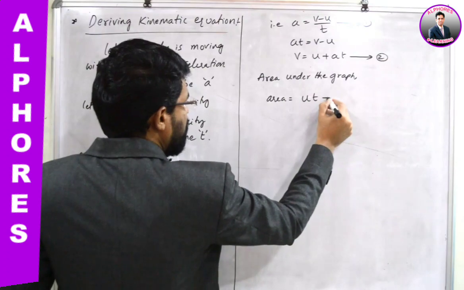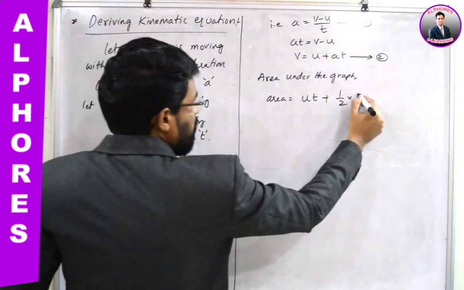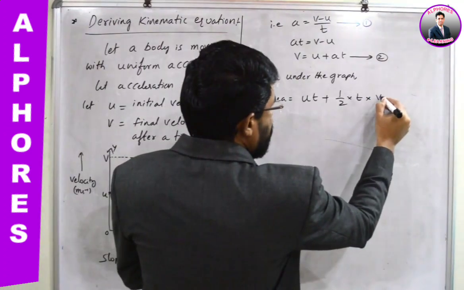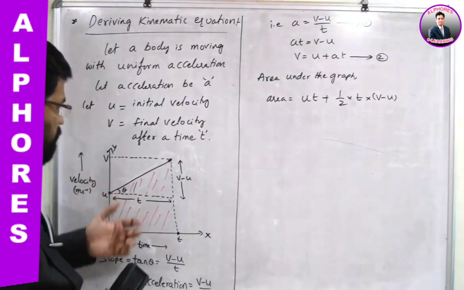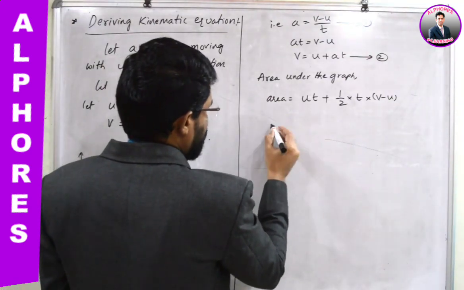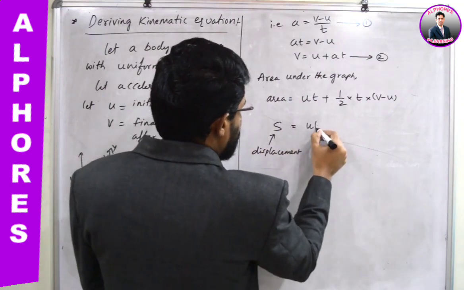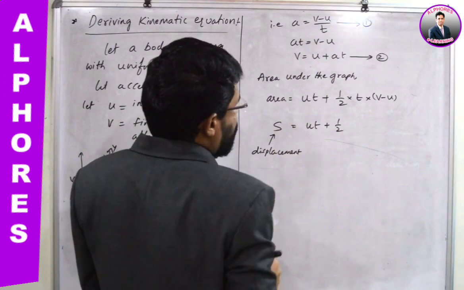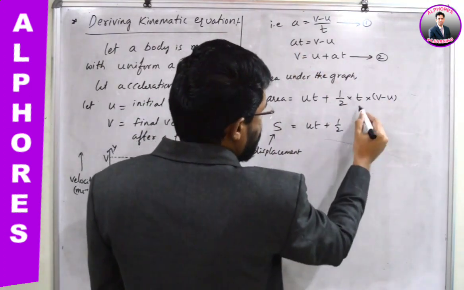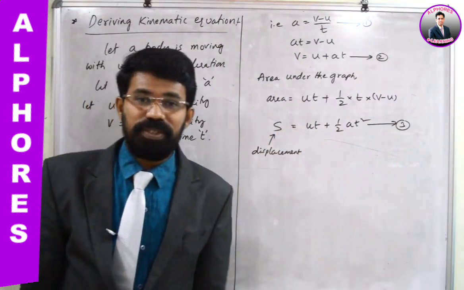So area is equal to ut plus the area of this one, which is half into base. I will take base as time, this t. Height is what? v minus u. I hope all of you are able to follow this. Base is t, height is v minus u. And according to our previous conclusion, what is the significance of area under the velocity time graph? It gives us displacement. So I'll replace this area with total displacement, S. S is equal to ut plus half into t into (v minus u). Look at equation 1: v minus u can be replaced with at. So replace this v minus u with at. What you will get? at into t, at square. Let us take it as equation number 3. See, this is another kinematic equation: S is equal to ut plus half at square, isn't it?